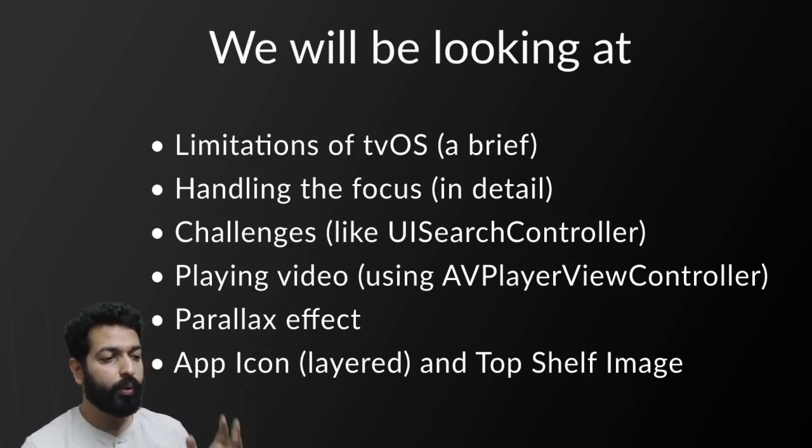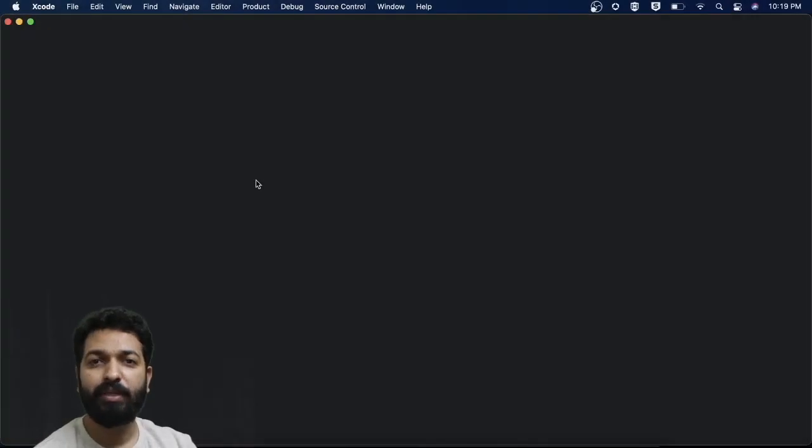Other than this, we'll look at how to handle focus challenges like UISearchController, how to play a video using AVPlayerViewController, how to pass metadata to it, and how to get that parallax effect using layered images. In the app icon also we'll be using layered images to get the parallax effect, and the top shelf image. Everything else we'll be looking at. So let's create our first tvOS application.